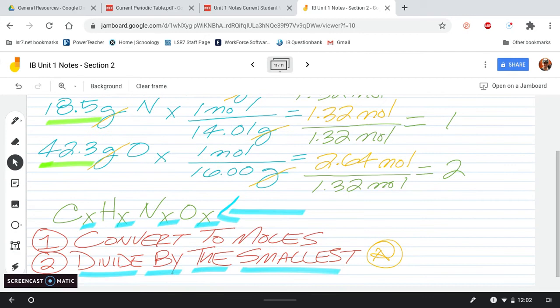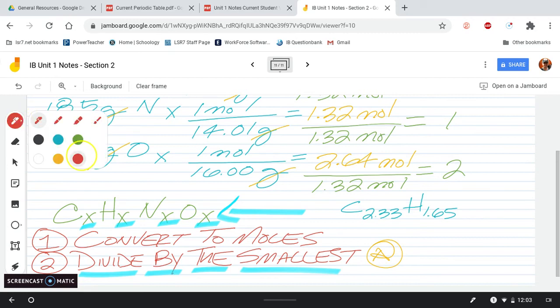All right. So these numbers are interesting, but I want to point out to you that it would not be great to do this. This would not be awesome to have carbon 2.33, right? That would be kind of weird. Hydrogen 1.65. That's not going to work. We're not going to want to do any of that. So what we have to do is figure out a way to get the whole numbers.